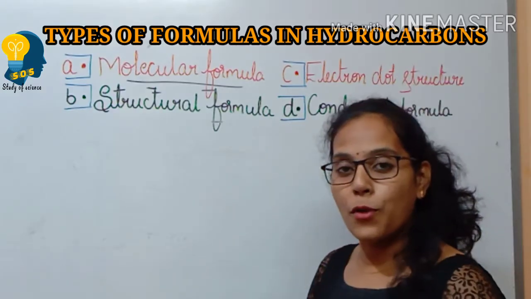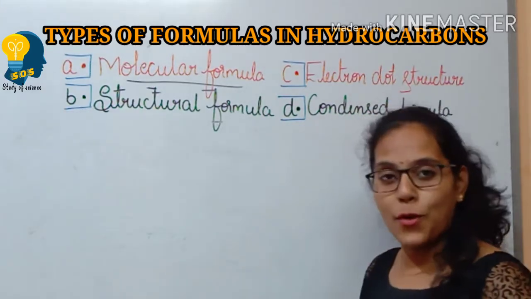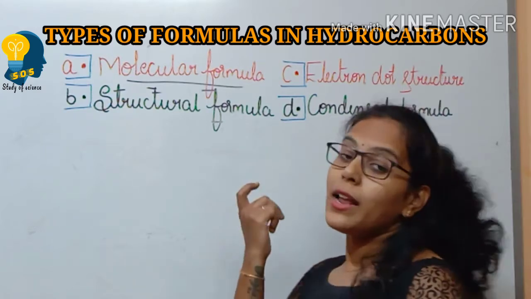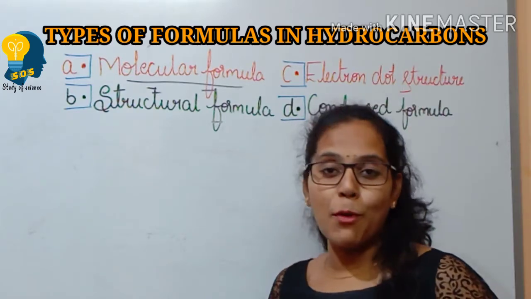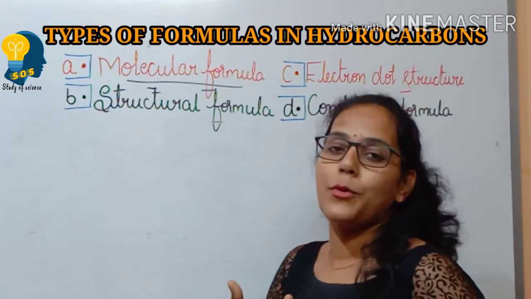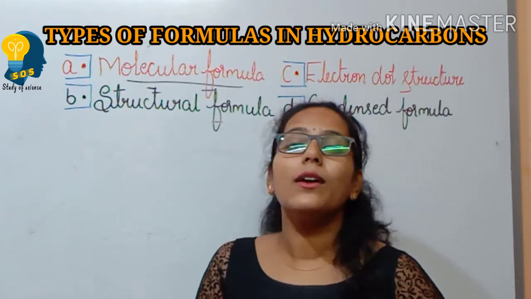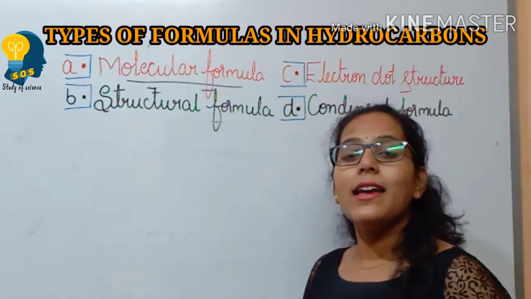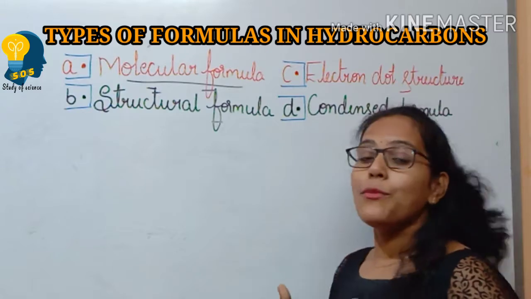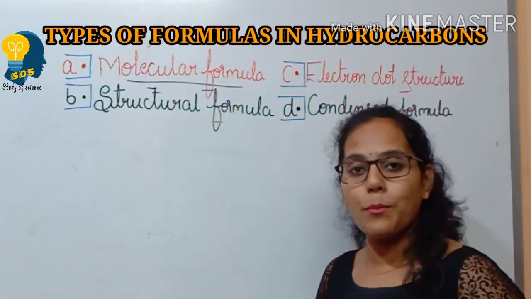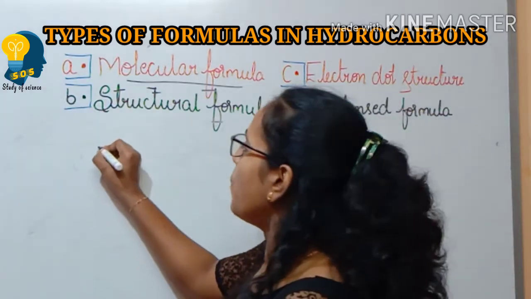The first type of formula is the molecular formula. Then what is a molecular formula? A molecular formula is a type of formula where we can find the actual number of atoms in a given compound. Okay, I repeat, a molecular formula is a formula where we can find out the actual number of atoms which are given in the compound. Take an example now.